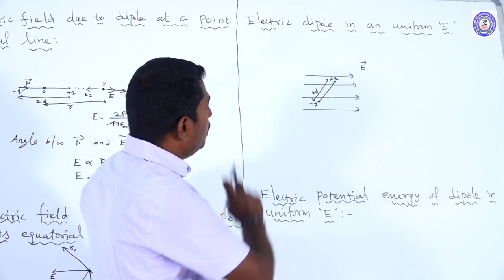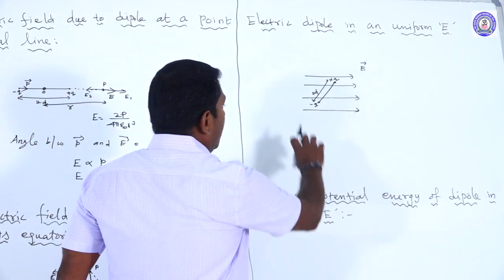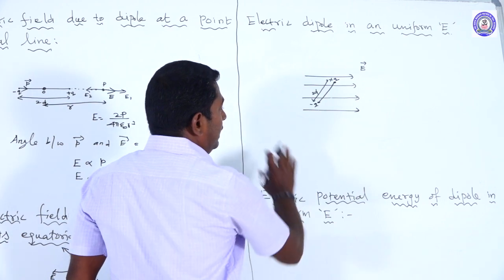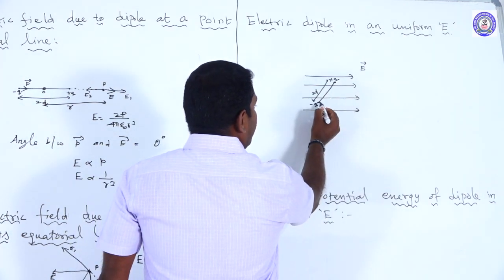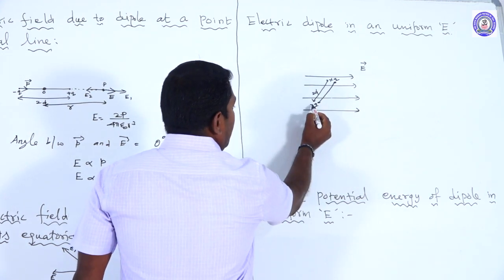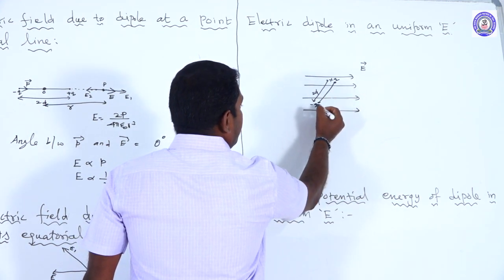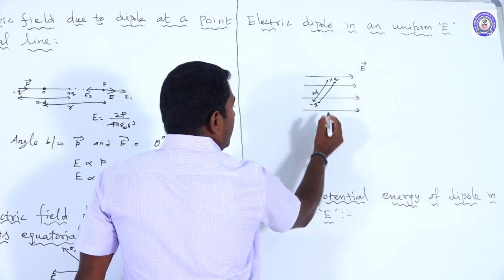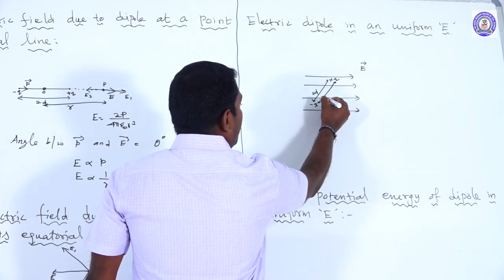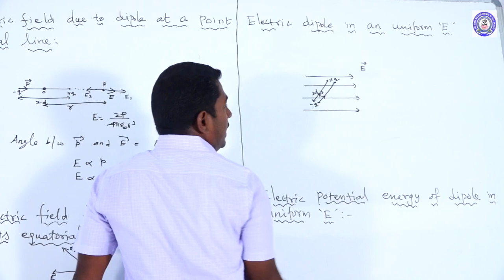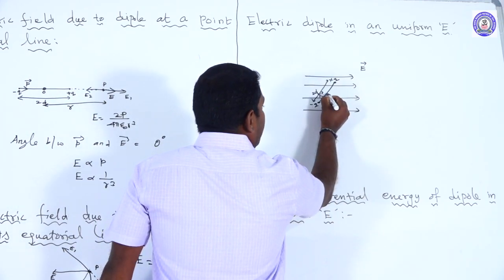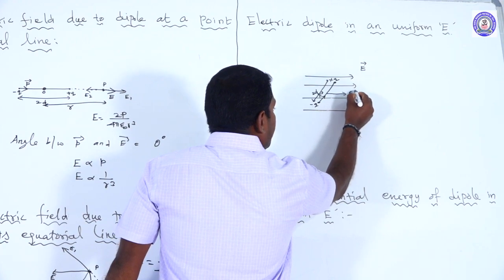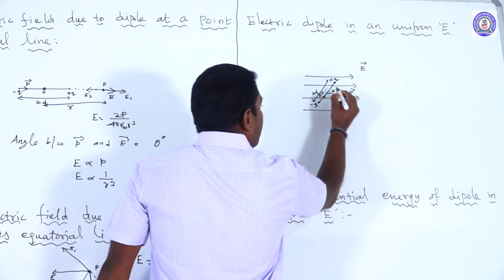Electric dipole in a uniform electric field. Let me consider a uniform electric field intensity directed towards the right. Let me assume an electric dipole is placed within the uniform electric field. Minus Q charge and plus Q charge are separated by 2D distance. It will constitute an electric dipole. The direction of dipole moment acts along this direction. So now the dipole axis makes a theta angle with the direction of the electric field.